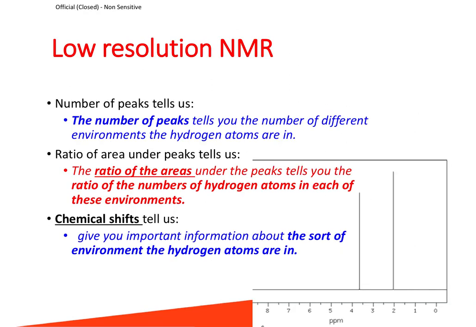There is low resolution NMR and high resolution NMR. For low resolution NMR, the information that is provided by the NMR spectrum would be what we have already discussed earlier. So to recap, the number of peaks would tell you the number of different environments the hydrogen atoms are in. The ratio of the areas under the peaks will tell you the ratio of the numbers of hydrogen atoms in each of these environments. And the chemical shifts will tell us what sort of environment the hydrogen atoms are in.